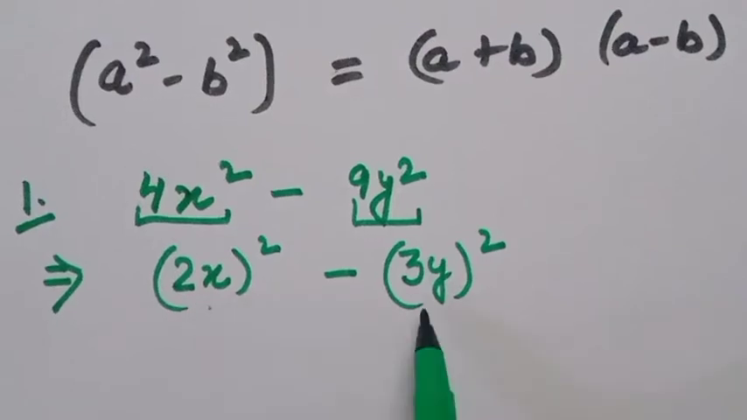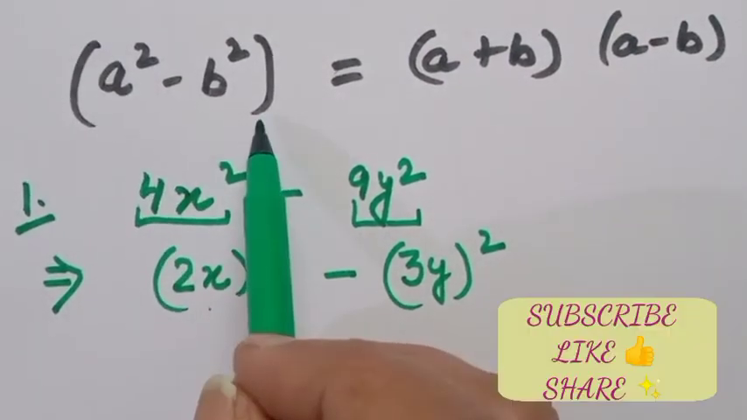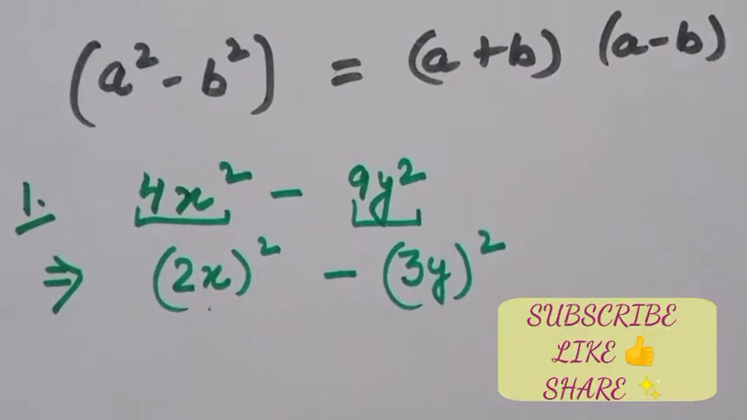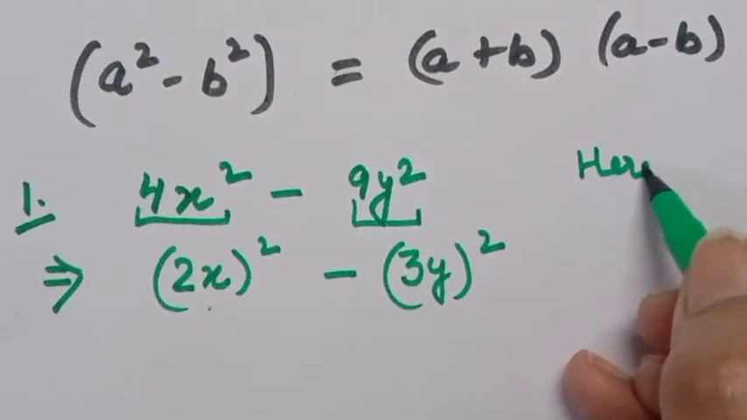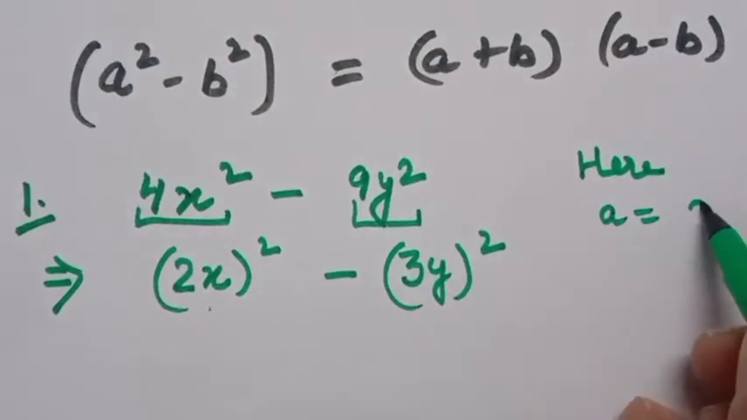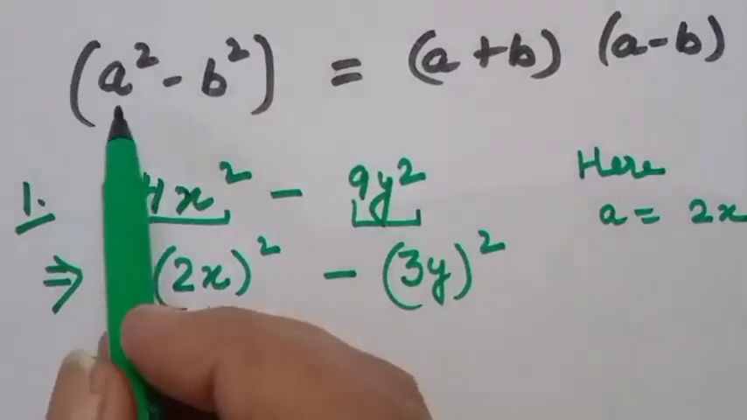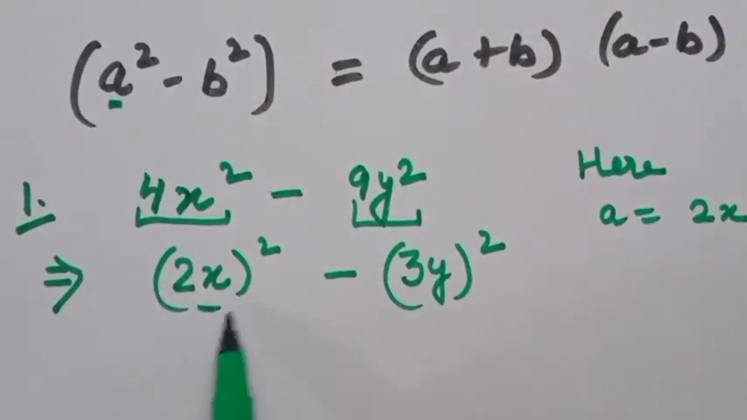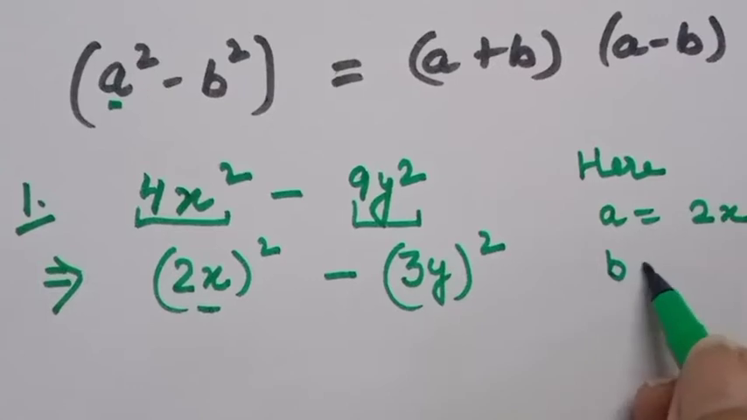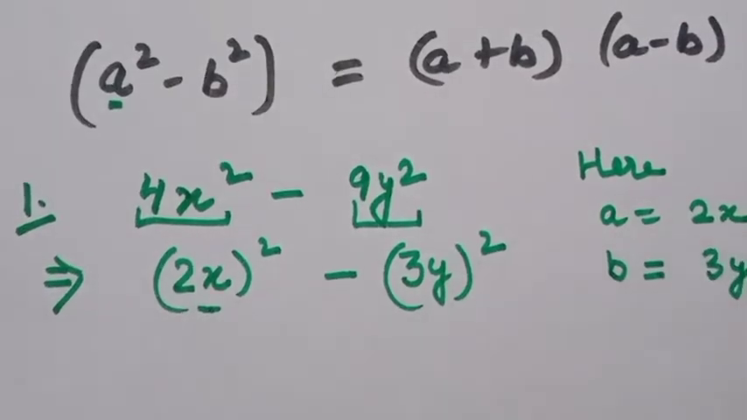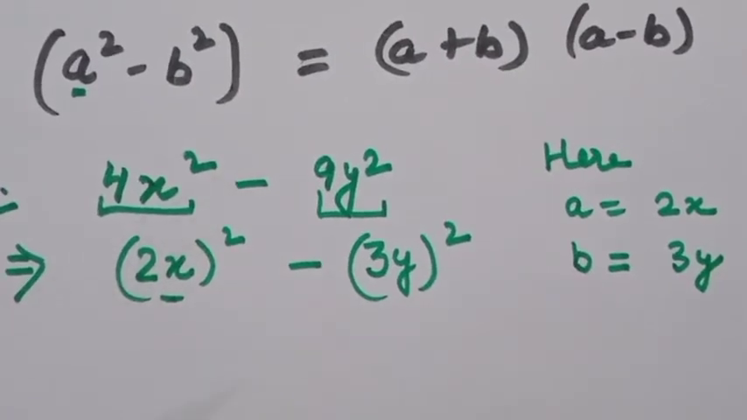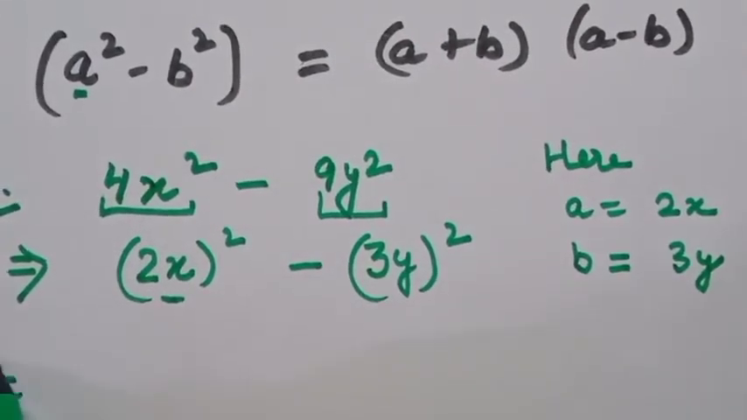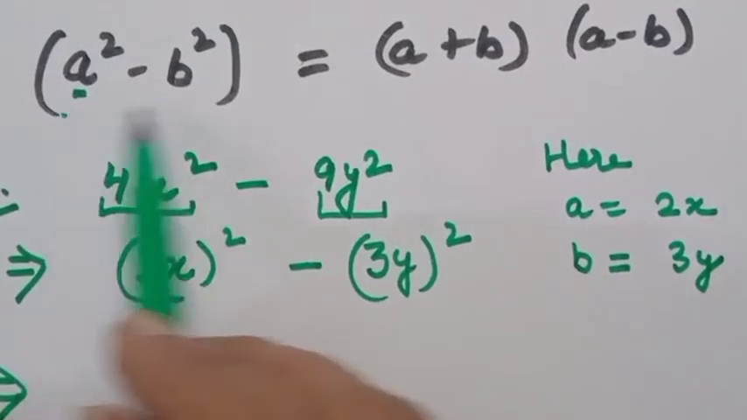So here I'm taking this question: 4x square minus 9y square. First we will represent every term as a whole square, and then we will compare with the identity. Here the value of a is 2x, and the value of b is 3y. Here you can see clearly a square minus b square is equal to 2x whole square minus 3y whole square. So we write it in the form of a and b. It helps us a lot.